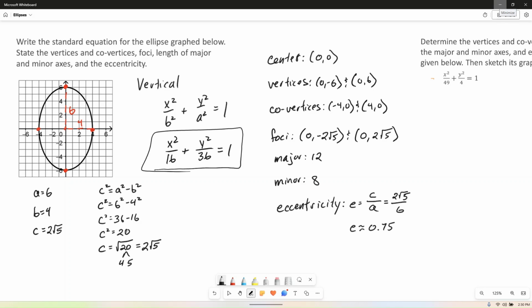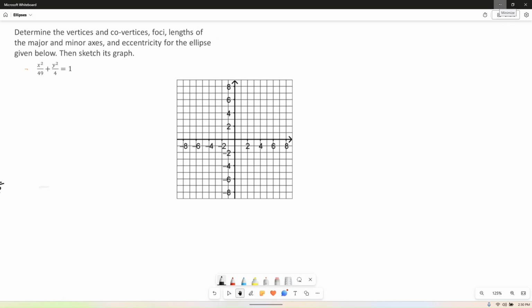And so I think we saw earlier the eccentricity has to be a number between 0 and 1, not including 0 and 1. If the eccentricity is 0, then we actually have a circle. And if the eccentricity is 1, we have something else. So the eccentricity is always going to be a number between 0 and 1, not including the 0 or the 1. Okay. All right, let's look at one more example here.